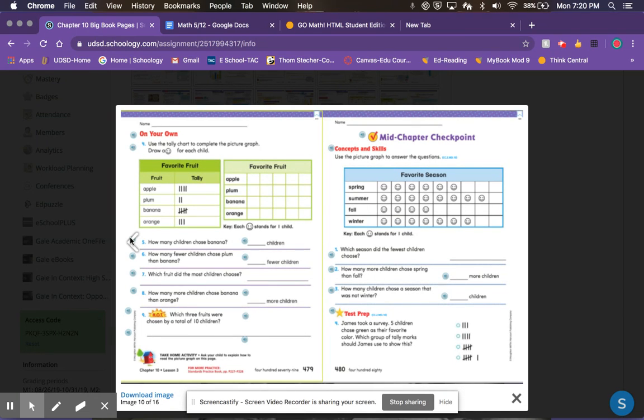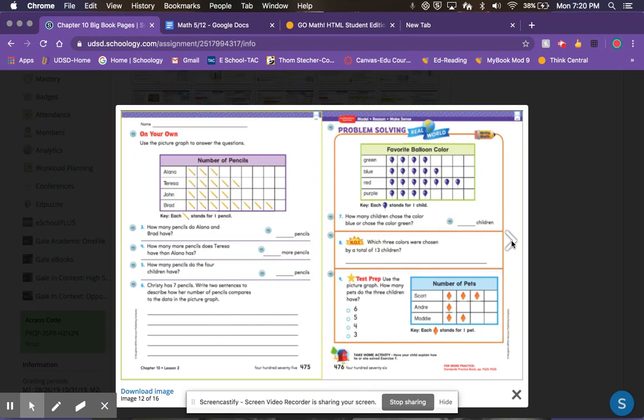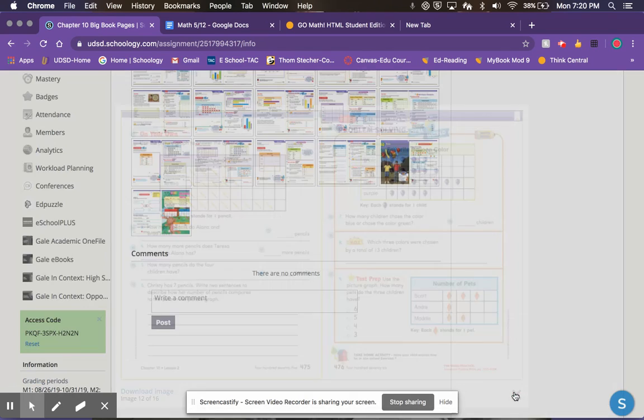Just make sure, let me see here. Nope, this is the second page. Just check the bottom, it says lesson 2, 10.2, that's where it comes in. Chapter 10, lesson 2. So you'll have to go to the right. Continue this here, do the problem solving page. You can close that out.